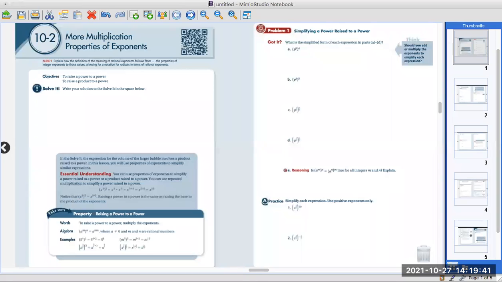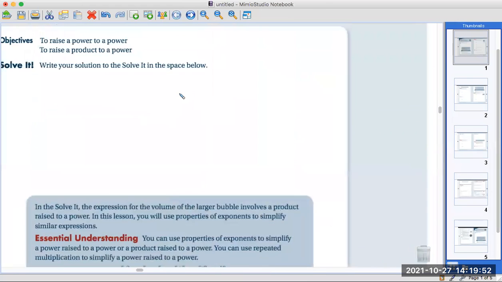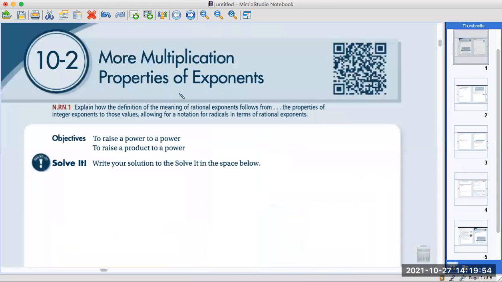Hello, everyone, and welcome to lesson 10-2, which is on more multiplication properties of exponents. So you have hopefully done 10-1, and that gives you an idea what a power and an exponent is. So the objective is to raise a power to a power.